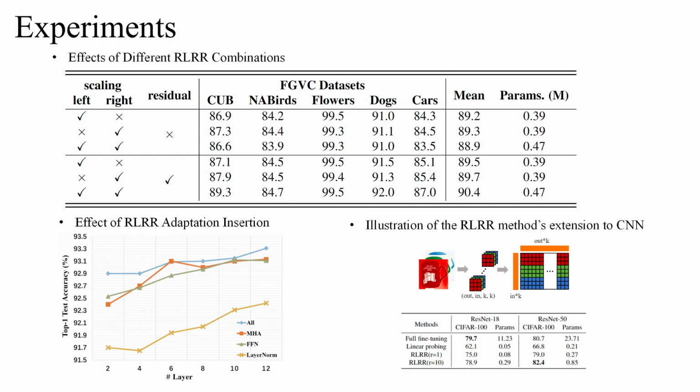We extended RLRR to CNNs by converting convolutional kernel parameters into a two-dimensional matrix, facilitating RLRR's application to CNNs. Experiments on CIFAR-100 demonstrate RLRR's portability to other models. Future work will explore its application in NLP.